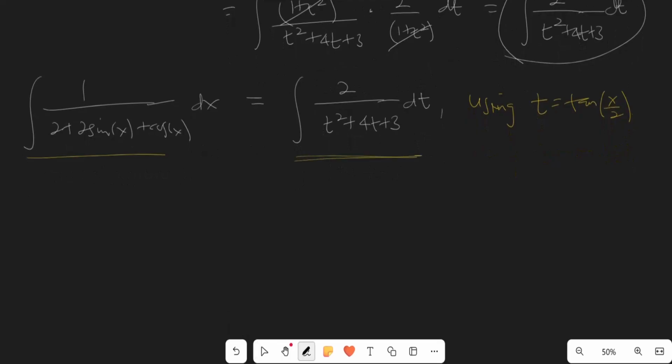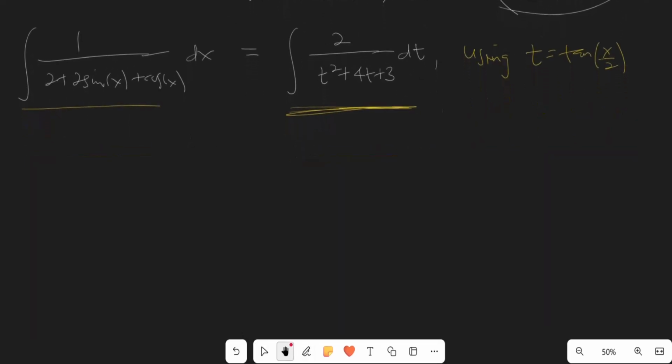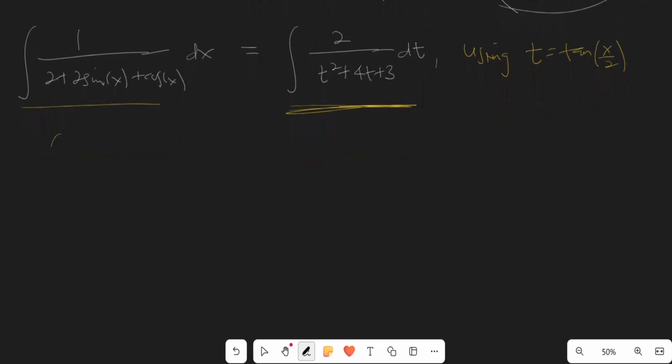So now how do you integrate this one? So the integral, I'll do this in yellow. The integral of 2 over t squared plus 4t plus 3 dt can be factored. So first, let's look at the rational function first.